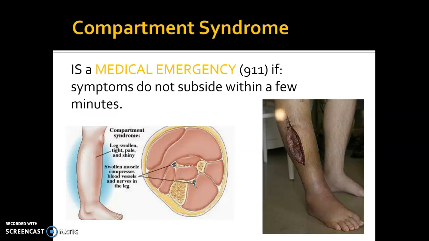This is a medical emergency because it can stop blood flow and potentially lead to loss of limb. On the left, we have an image of just a swollen calf muscle and then the anatomical cross section in the middle, showing that it's compressing those vital arteries, veins, nerves.